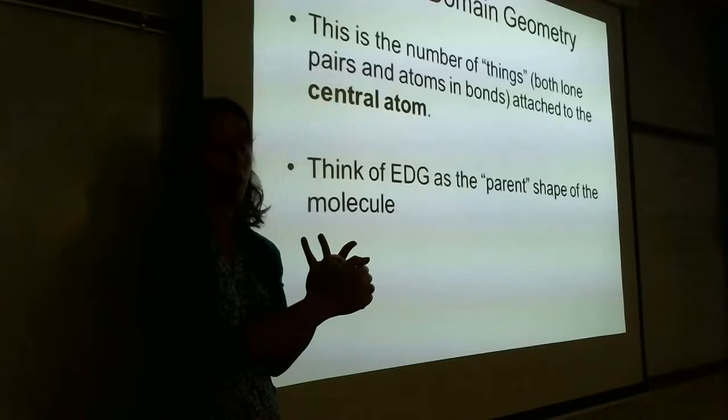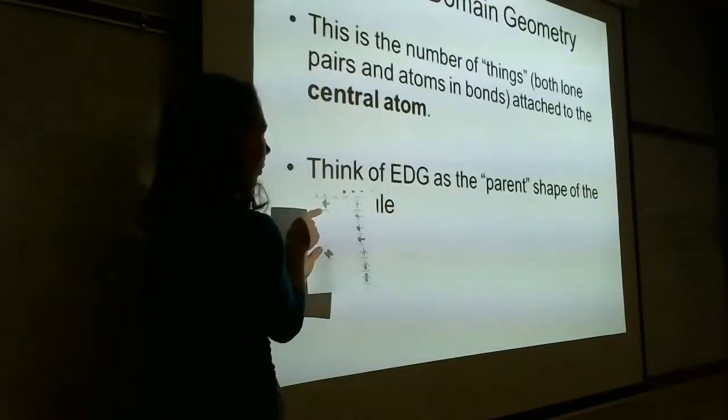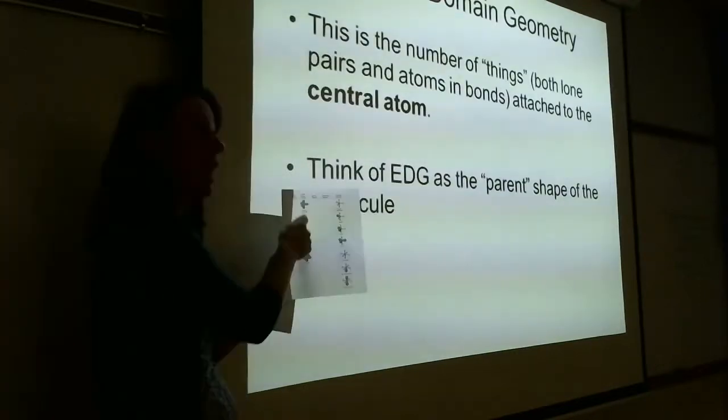So the electron domain geometry is the number of things. I put things in quote marks. So what is a thing? It is a lone pair and a bond. Okay, so we're looking at the central atom. What is on the central atom? We're looking at both lone pairs and we're looking at bonds. Okay, so the electron domain geometry determines the parent shape of the molecule.